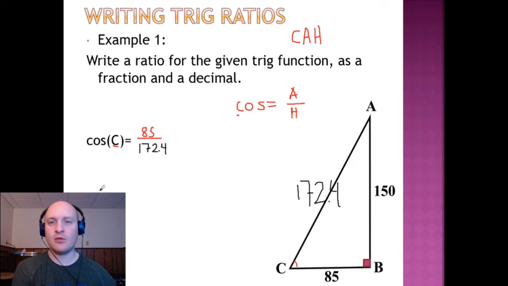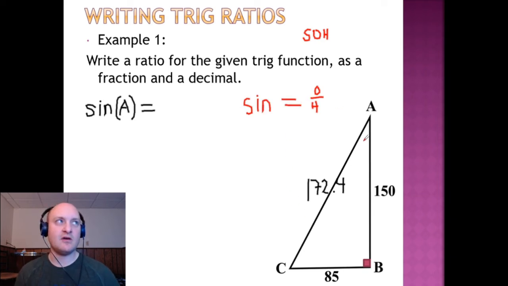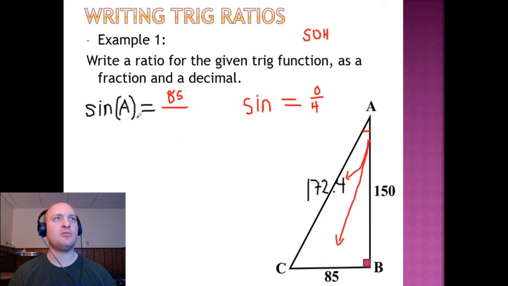Oh, what's that? You were wondering what would happen if I tried to do sine? Well, okay, let's try to do sine of A. When it comes to sine in SOHCAHTOA, we're talking about the sine of the angle equal to the opposite side length over the hypotenuse, which in this case is going to be 85 for the opposite side length over the 172.4 in the hypotenuse. That answer was the same as the cosine of C, you say? Yeah, that can happen. Sometimes answers will end up being the same. Yeah, watch out for that.